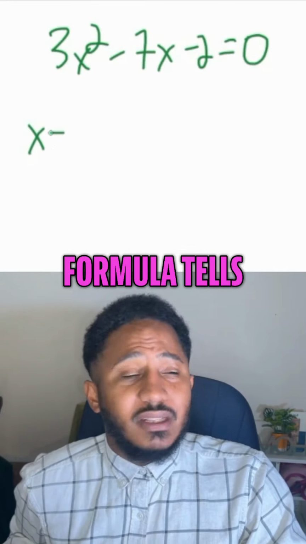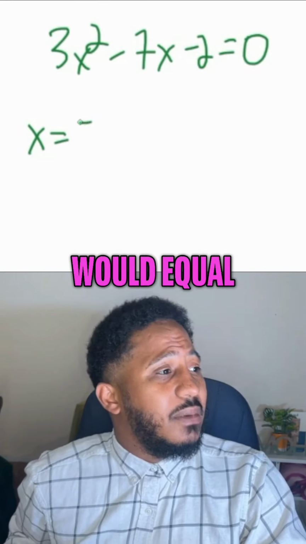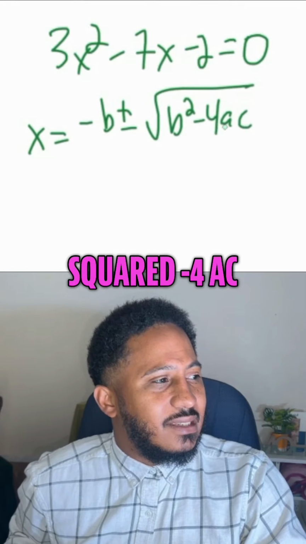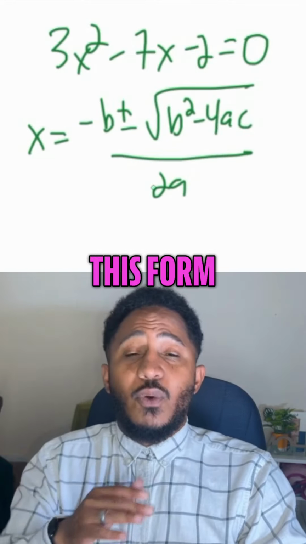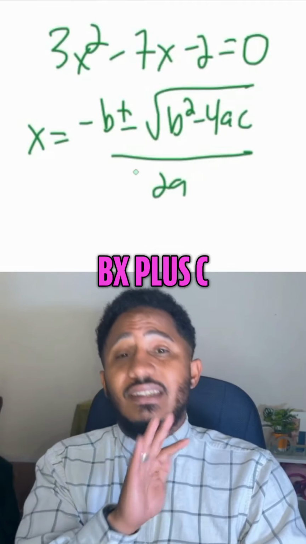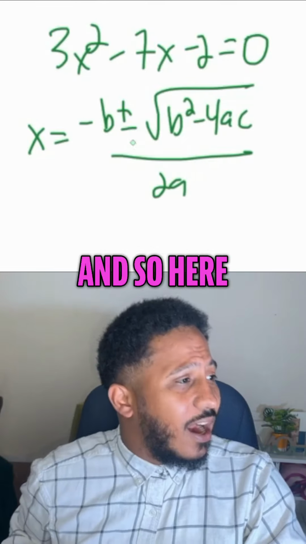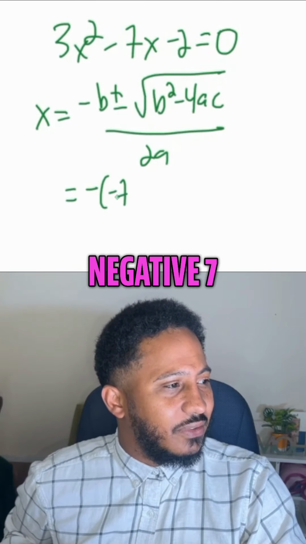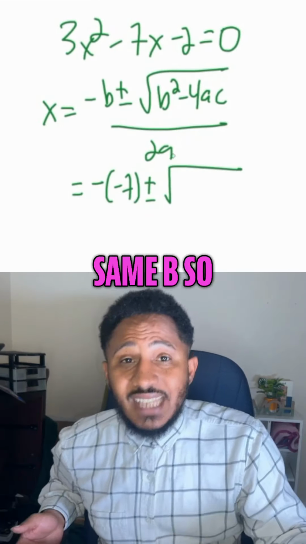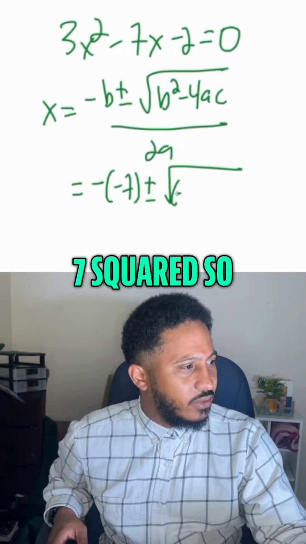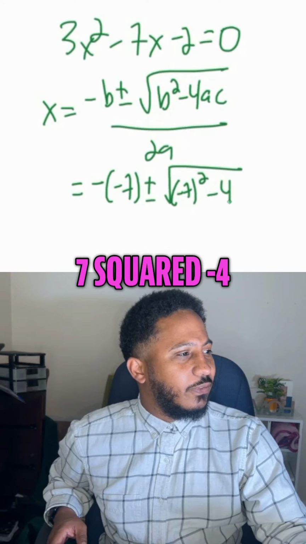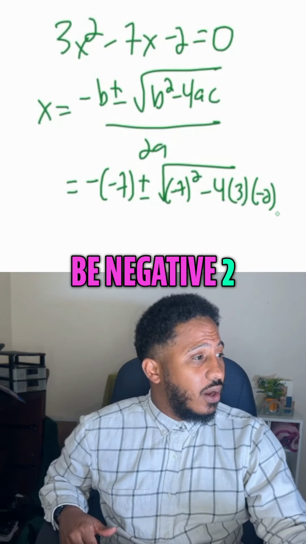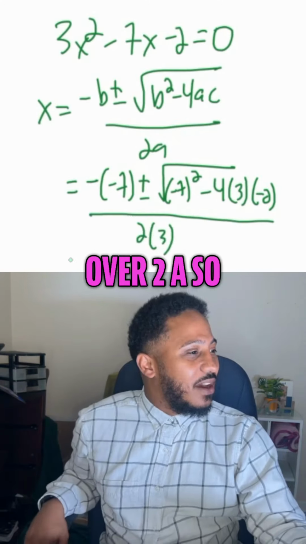So remember our quadratic formula tells us x would equal negative b plus or minus the square root of b squared minus 4ac all over 2a. Once it's in this ax squared plus bx plus c equals 0 form, right? And so here our b would be negative 7, okay? So negative 7 plus or minus the square root of that same b, so negative 7 squared, minus 4 times a would be 3 here, times c would be negative 2, all over 2a.